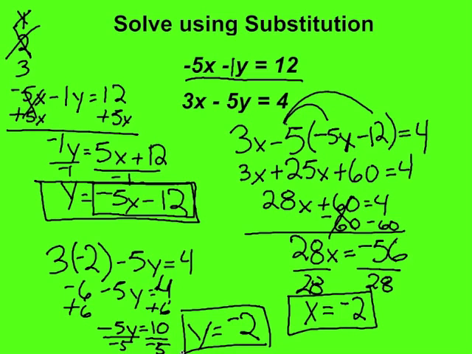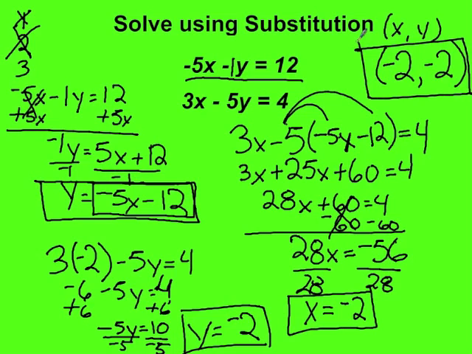We get x equals negative 2 and y equals negative 2. I wanted it in ordered pair, x, y, where my x is negative 2, and my y is negative 2. And then I now have a solution that works for both equations. That makes them both true.